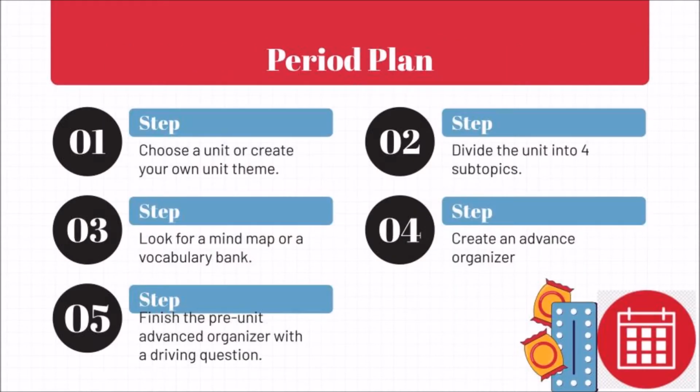Firstly, the period plan is a proposal that teachers should do for the period of classes. There are 5 steps. The first step is to choose a unit or create your own unit theme. For example, drawing. The step 2 consists of dividing the unit into 4 subtopics.